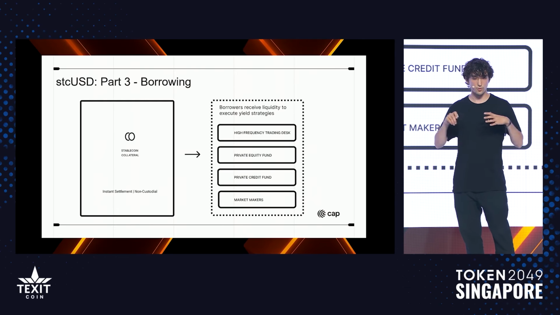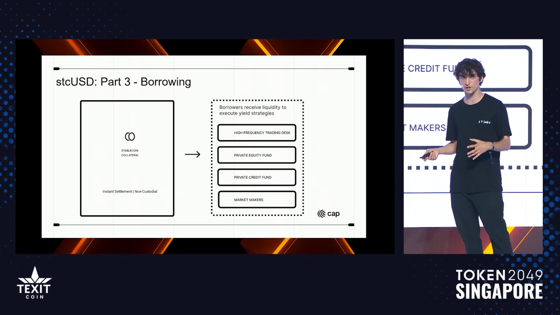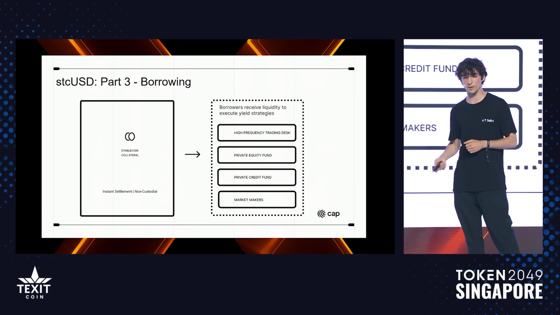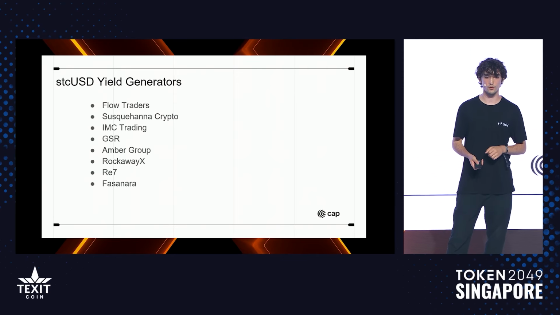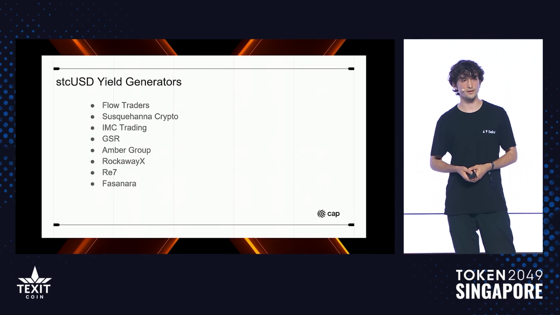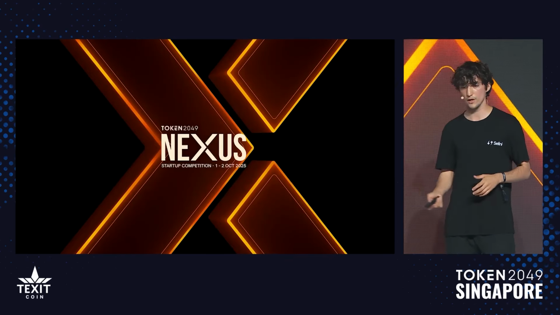Our idea is that if you want to generate yield on the dollar, you need to have the whole market participating in this yield generation. If you rely on a team to generate yield, eventually their strategies will become obsolete. Some of the yield generators that we've onboarded already include TradFi names like Susquehanna, as well as crypto-native funds like RE7. Again, the idea here is to get a wide range of yield generators.